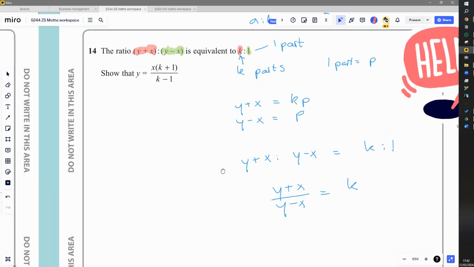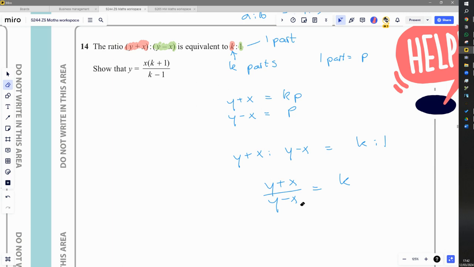So now we need to work out what is y. So we need to use this relationship to work out what is y. So I guess what we're going to do is multiply both sides by y minus x. So we've got y plus x is equal to k multiplied by y minus x. And then we're going to expand out this right-hand side. So we've got ky minus kx.